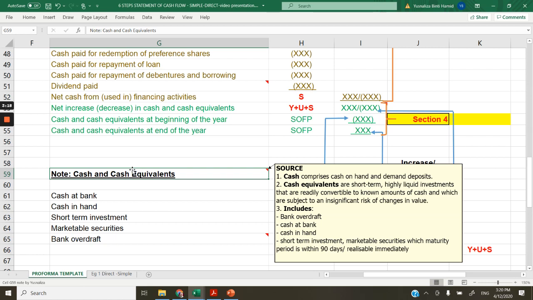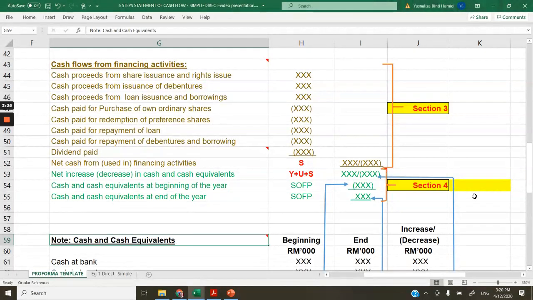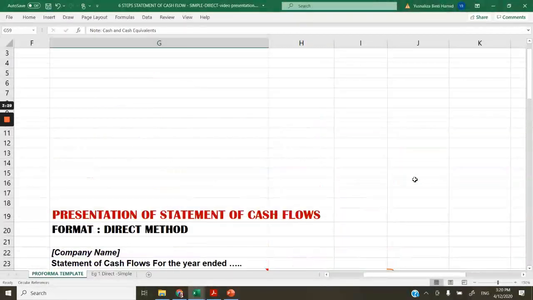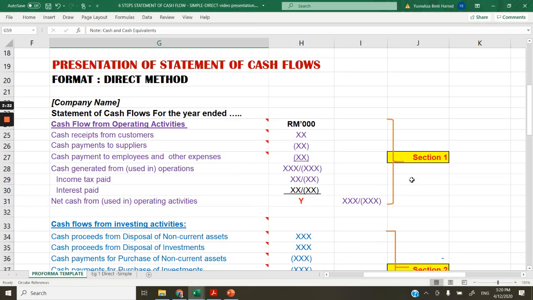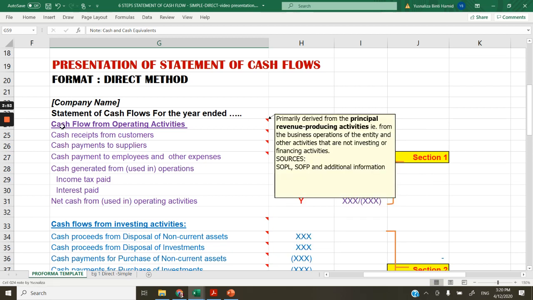So let's start. Normally, if you prepare this statement of cash flow, and we know that there are four sections, you will normally be given a statement of profit or loss, a statement of financial position, and other accounting records, maybe some additional information. But for today, we're not doing the calculation or the preparation part. As I said, the video here is the presentation of cash flow using the direct method. I'll go into detail on each line item in the statement of cash flow where necessary.